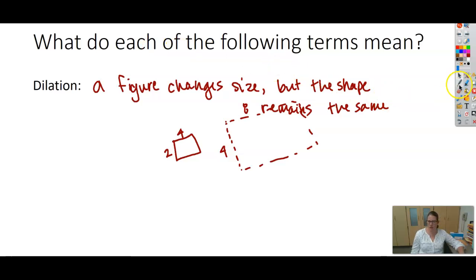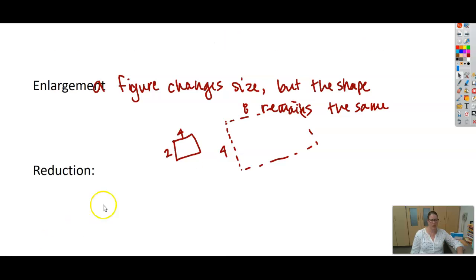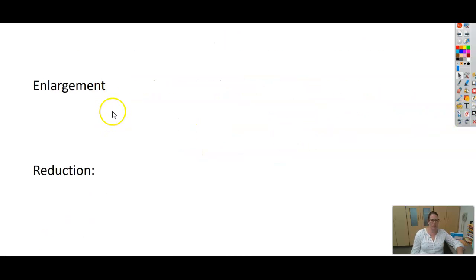So if a triangle changes, it's still going to have all the same angles in the triangle, and all of the sides would have to be multiplied by the same number when it's changing. The size can go up or down for the dilation, so sometimes it gets bigger and sometimes it gets smaller. So that is what an enlargement is.